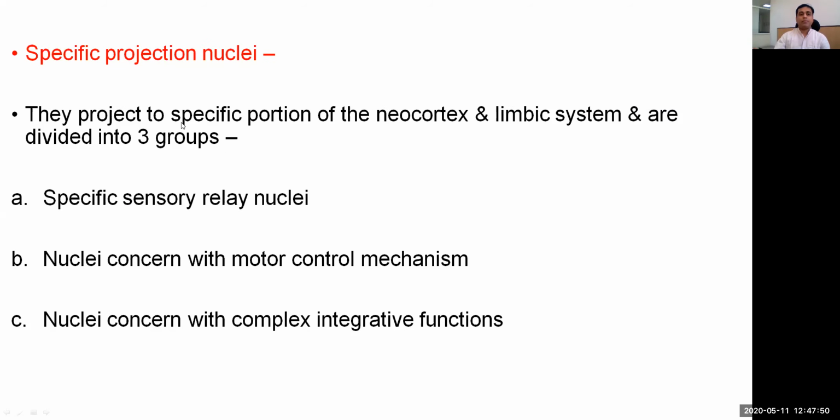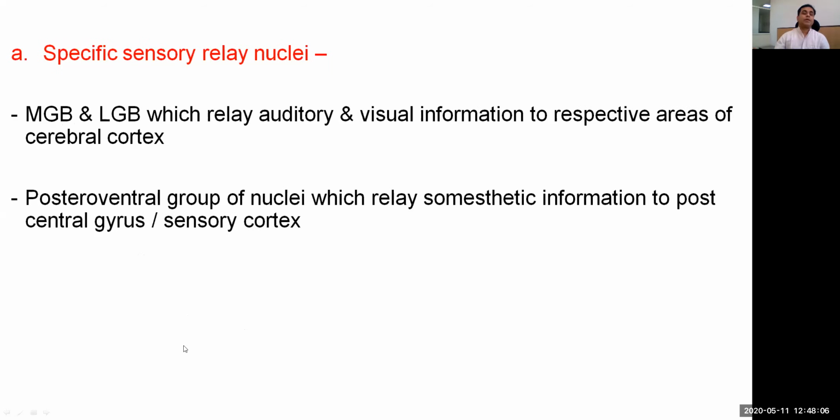Specific projection nuclei project to specific portions of the neocortex and limbic system and are divided into three: specific sensory relay nuclei, nuclei concerned with the motor control mechanism, and nuclei which are concerned with complex integrative function. The first one, specific sensory relay nuclei: the medial and lateral geniculate body, which receive auditory and visual information respectively, relaying to the respective areas of the cerebral cortex.